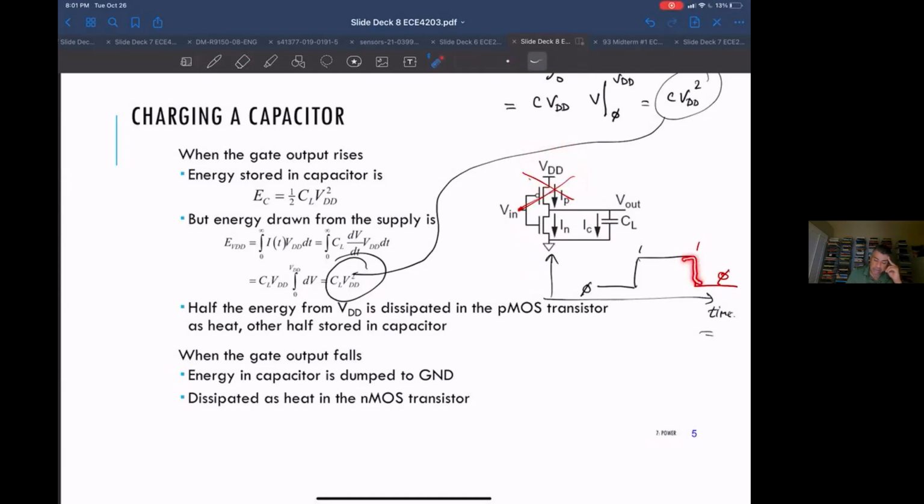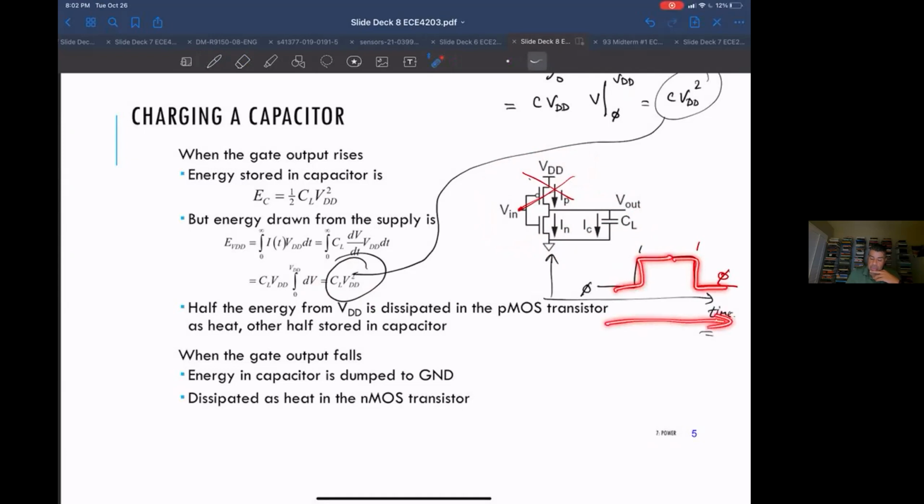So in this cycle of a 1 to 0 transition, there is no power coming from the supply. There's still heat dissipated, but that's from the energy you had stored on the capacitor, dissipated in the NMOS, and there is no power coming from the power supply. Okay, so when you have a situation where you have a 0 to 1 and a 1 to 0 transition.